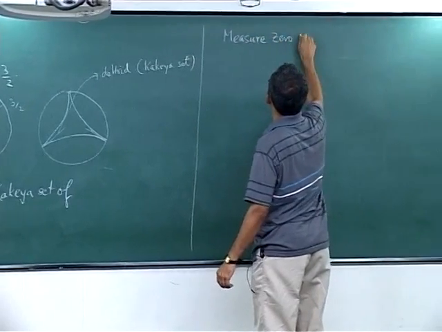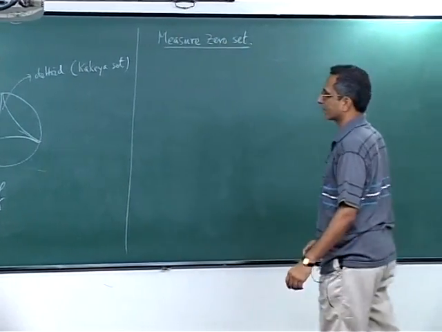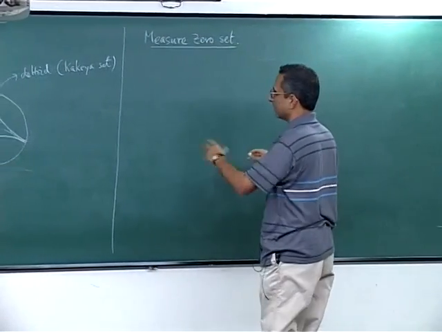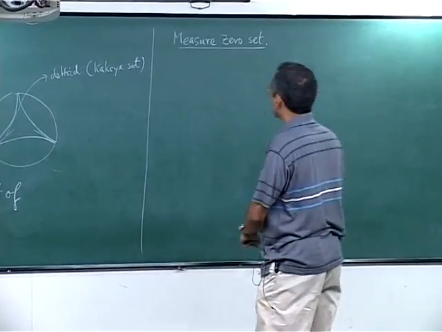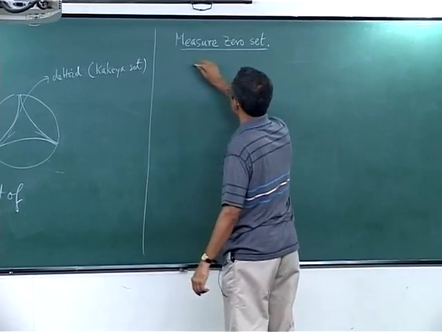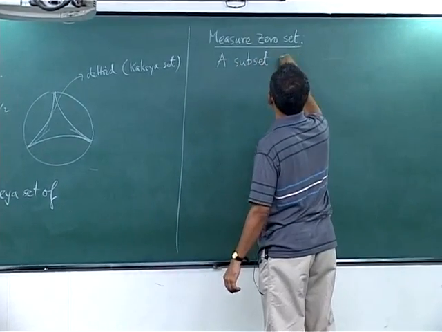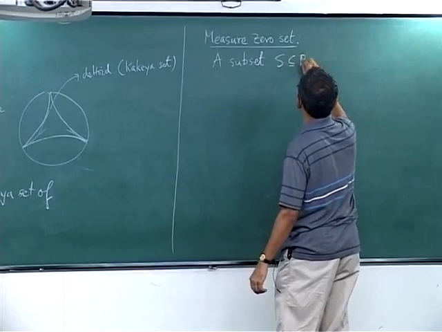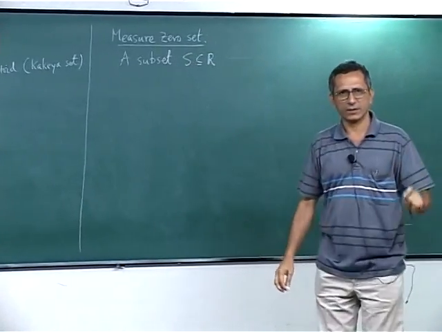What is a measure 0 set? I will describe it in real numbers, and it is a generalization to R2 or Rn anywhere. A measure 0 set is a subset. If you take a subset S of R, a subset of real numbers, we can talk of the measure of that subset.